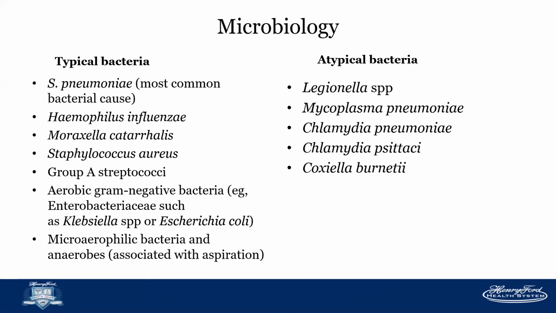grow on routine culture. So Legionella, Mycoplasma pneumoniae, Chlamydia pneumoniae, Chlamydia psittaci, and Coxiella burnetii. Psittacosis is often associated with birds, and Coxiella is associated with farm animals. So it's rare to see Coxiella burnetii, but it is an atypical bacteria. But this is very rarely seen here in the U.S.